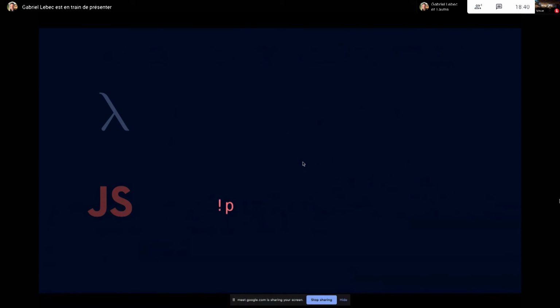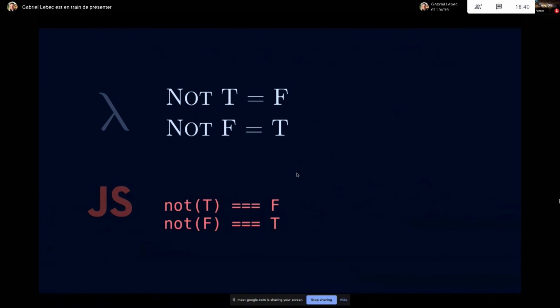For instance, the not function. Remember, not true should return false, and not false should return true. Well, in Lambda Calculus, we don't have exclamation marks, points as symbols. So we have to get rid of that. We're going to replace it with a function. We're going to call it the not function. It's a function on one argument. It takes a bool and returns a bool. And whatever bool you give it, it has to give you back the other one.